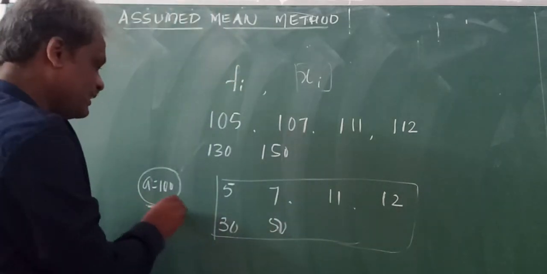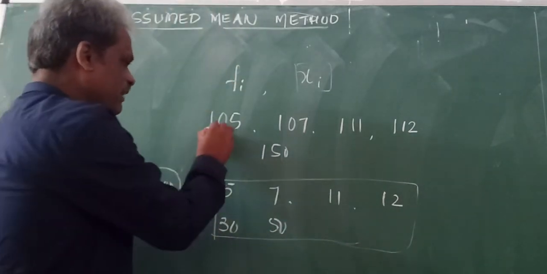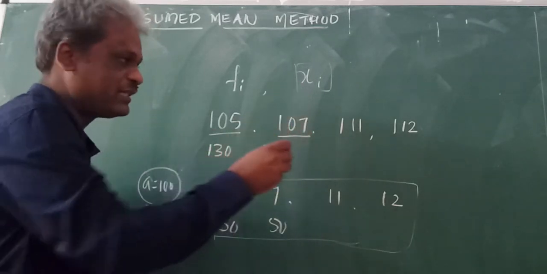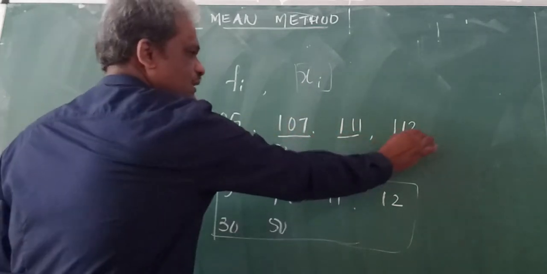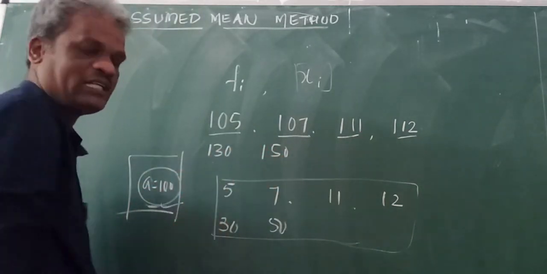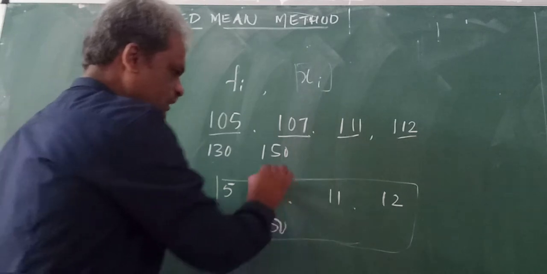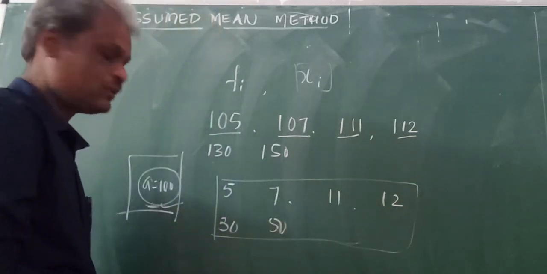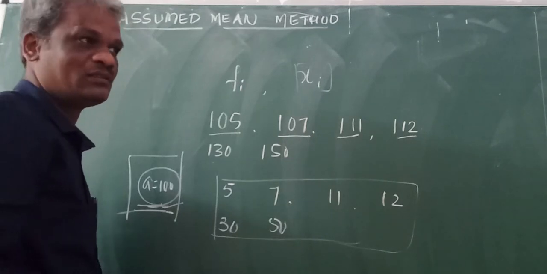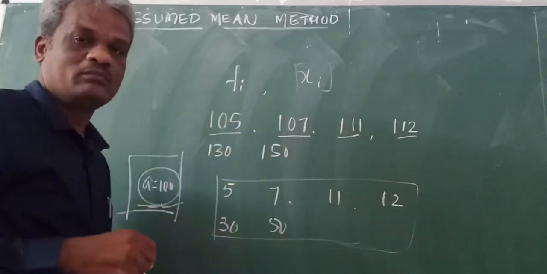Then add this 100, because this 100 is common everywhere. In 105 you have 100, in 107 you have 100, in 111 you have 100, everywhere you have 100. You remove this first from the data, then find the mean value of these values. Finally you add this A, and then it gives you the mean value.